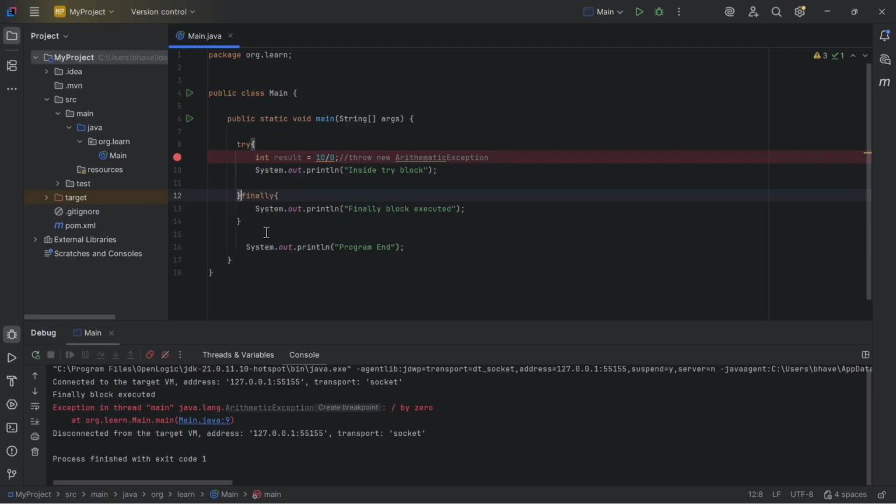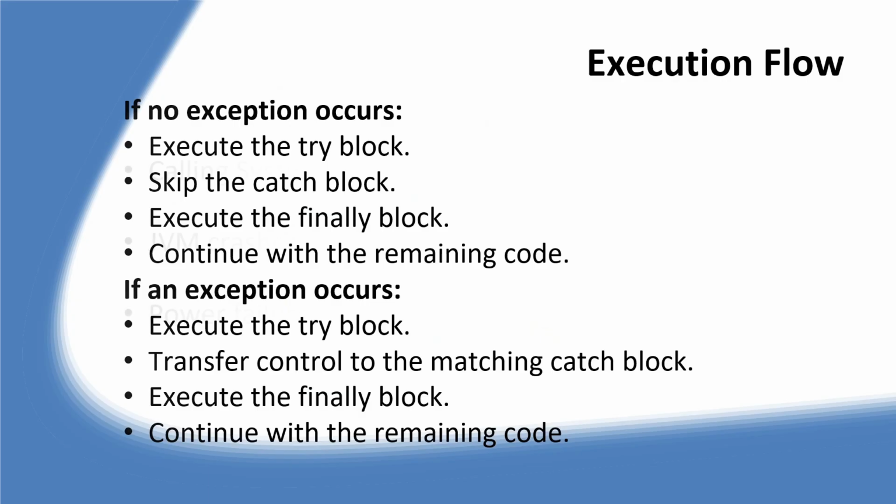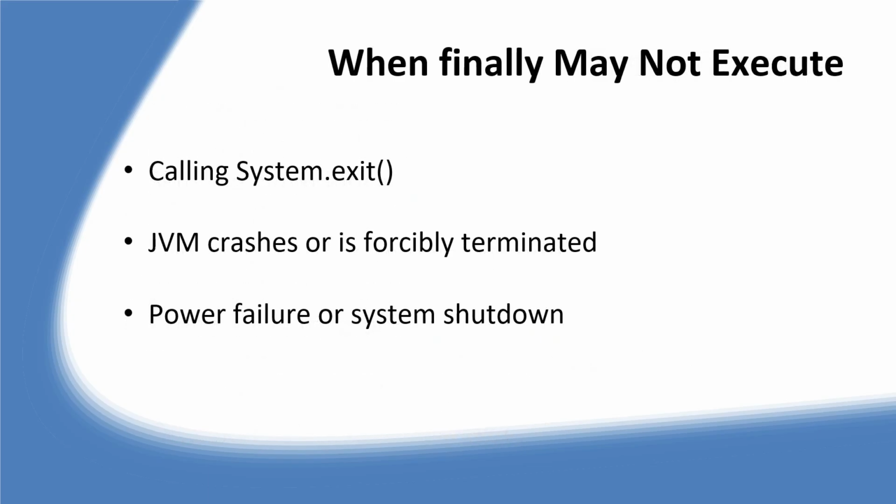Now let's see when the finally block will not execute. You might be thinking, in which case will the finally block not execute? When we are calling System.exit in the try block, or it can be in the catch block also, if that particular catch block is executing. Whenever we call System.exit, at that point of time, the system will exit and the finally block will not execute.